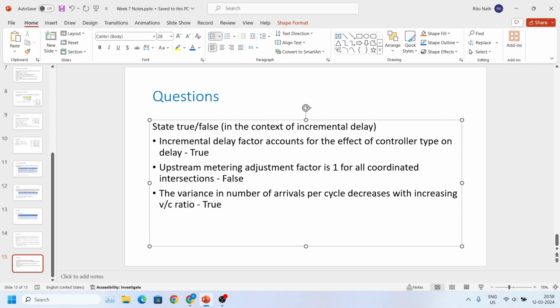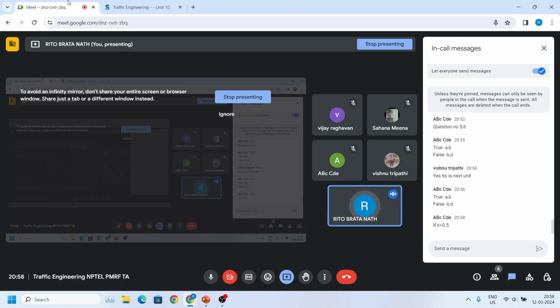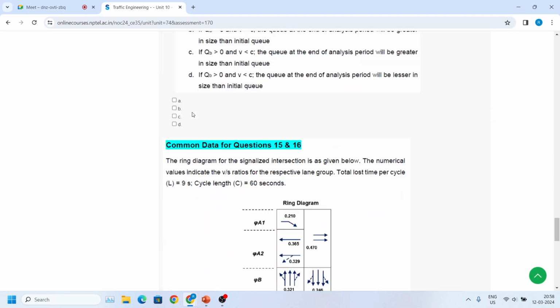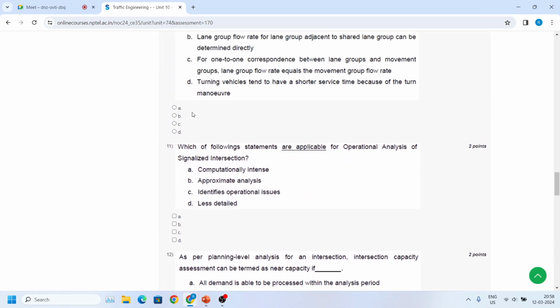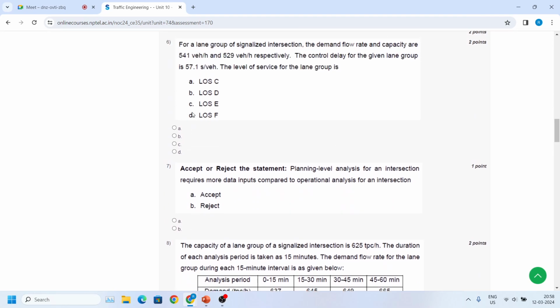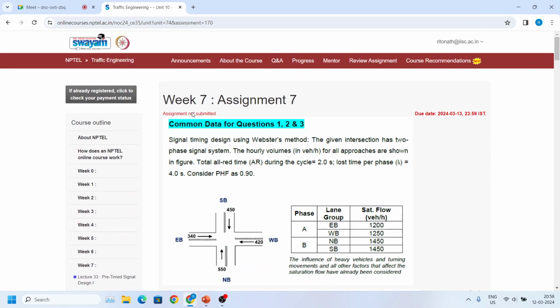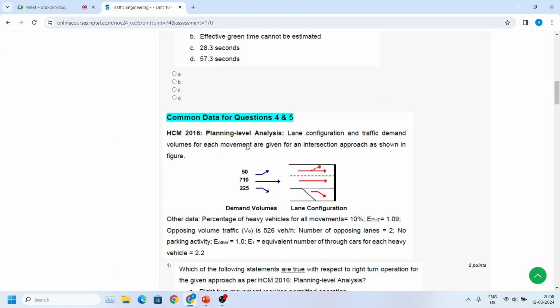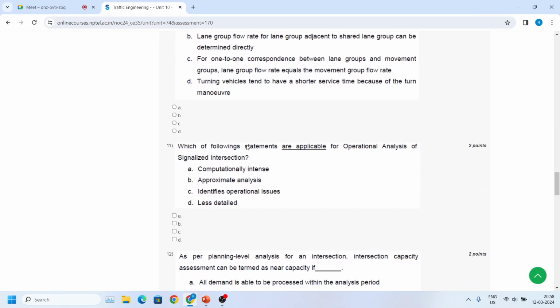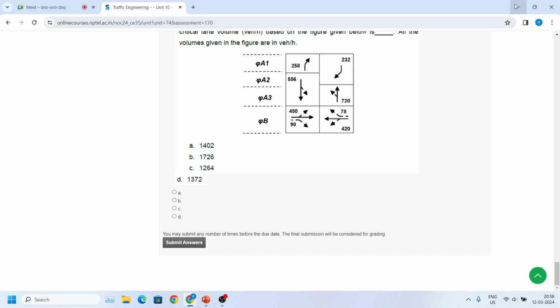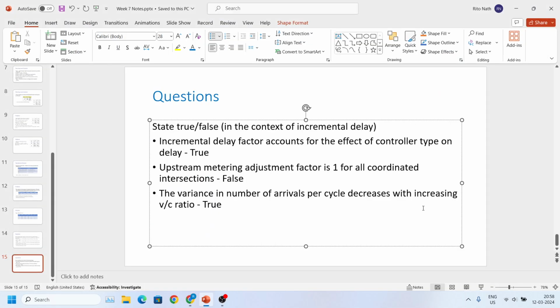Okay, so it's almost time. Is there any doubt? Okay, if k equals 0.5, yeah. Was this question there in the assignment? Yeah, I think it should be false. In the slides, I think it was written about some individual intersections.